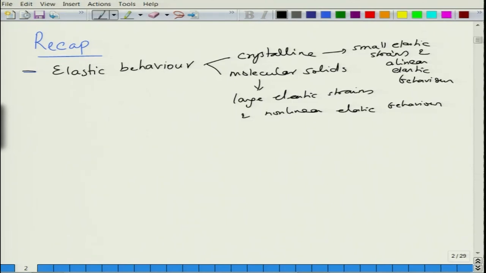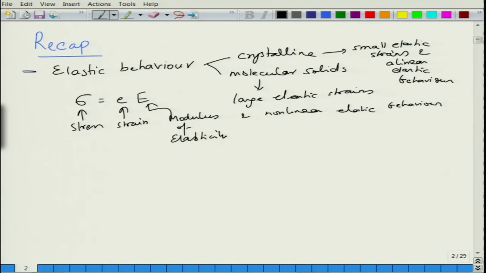Okay. And here the elastic behavior, which is in linear region, is represented by this relation sigma is equal to E epsilon. So this is the stress. Stress is proportional to strain and the proportionality constant is modulus. So this is called the modulus of elasticity or Young's modulus, and it has the same unit as stress. So if stress is in Pascals, this is also in Pascals. Let's not worry about mega or giga.